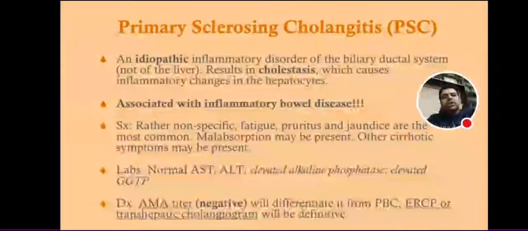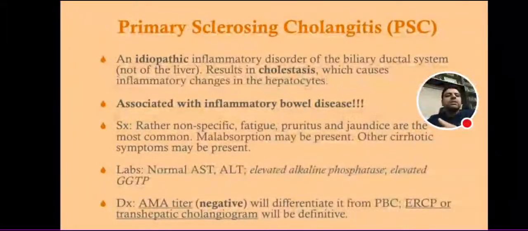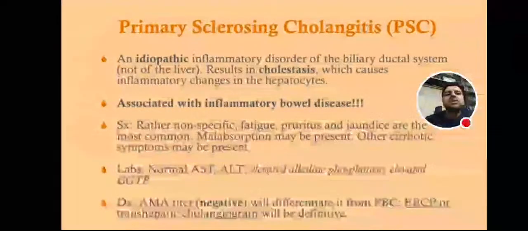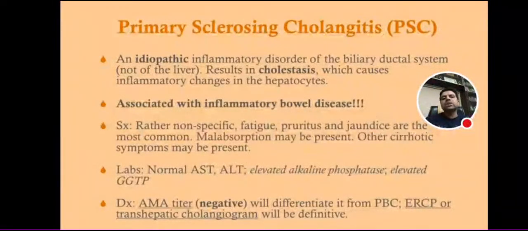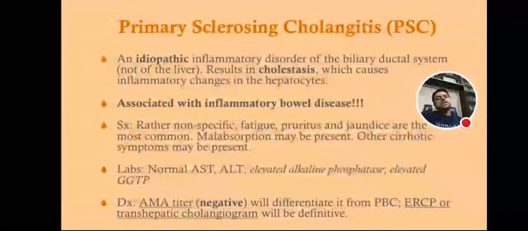The symptoms are non-specific; sometimes fatigue, pruritus, and jaundice are the most common. Malabsorption may be present. Other symptoms may be present. If you order laboratory investigations, you see SGOT, PT or AST, ALT is normal, whereas alkaline phosphatase is elevated, and GGTP is elevated.